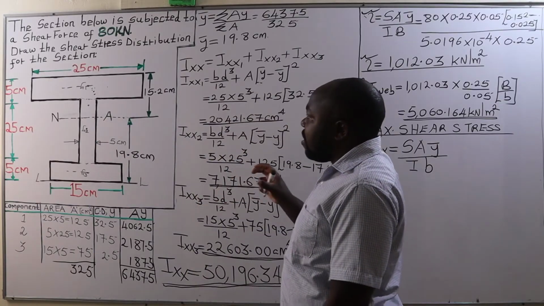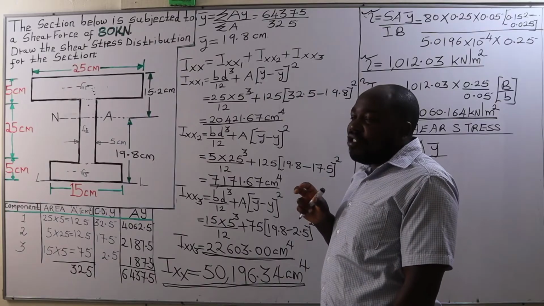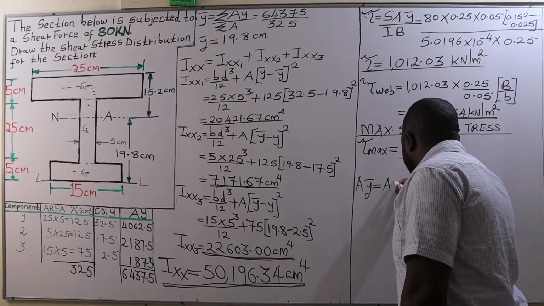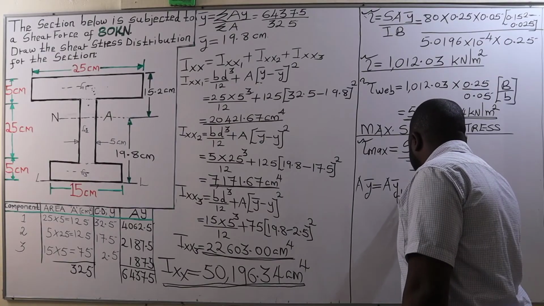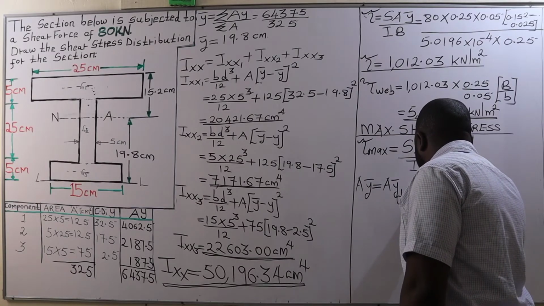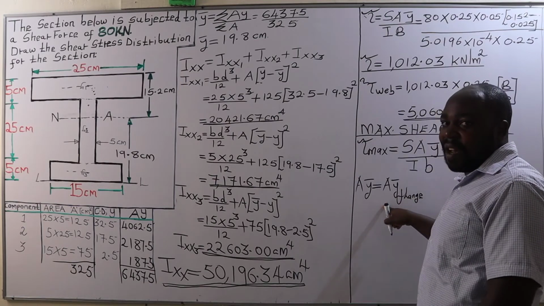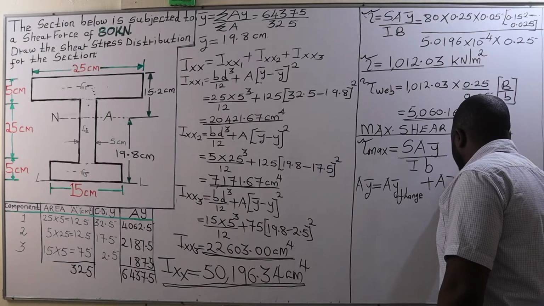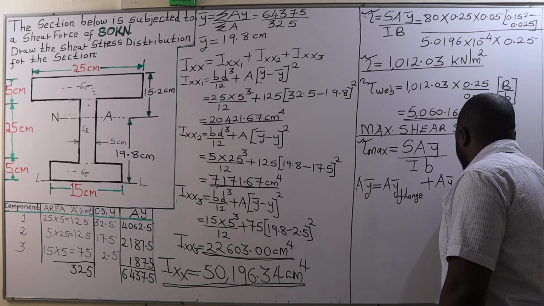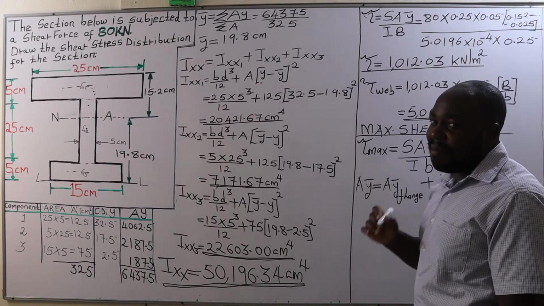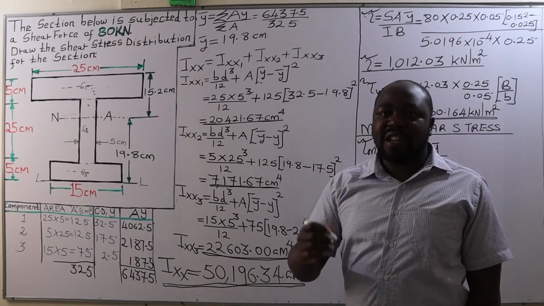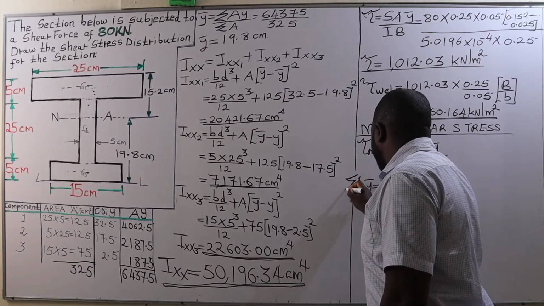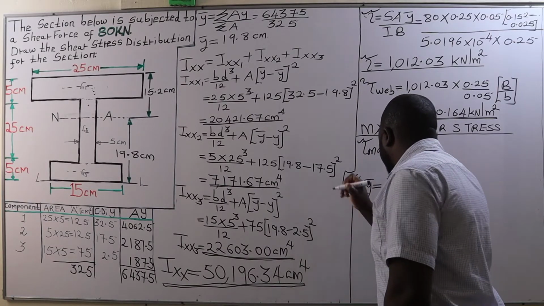Now, the moment of area of the flange about the neutral axis will be given by, therefore we are going to have A bar Y for the flange, that is the moment of area of the flange about the neutral axis, plus A bar Y for the web, that is the moment of area of the web about the neutral axis. So we can call this summation of A bar Y.